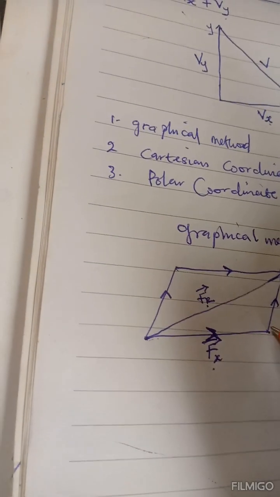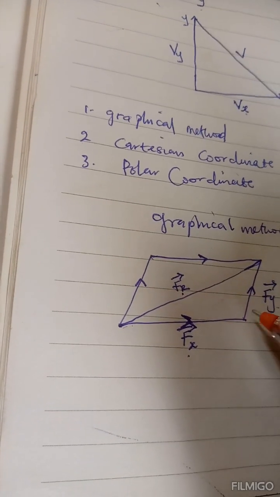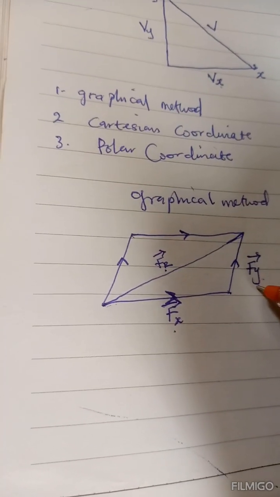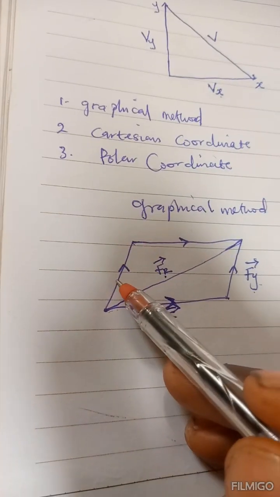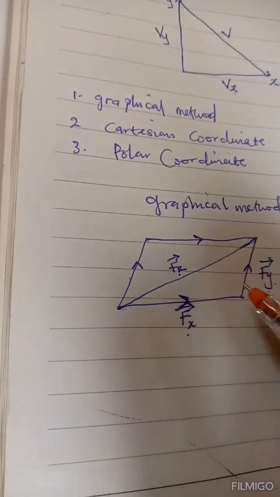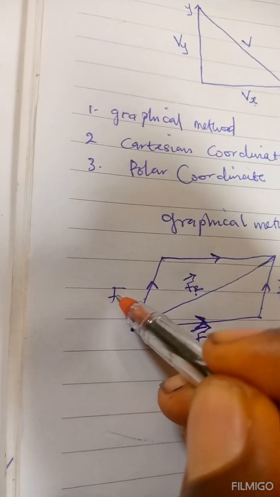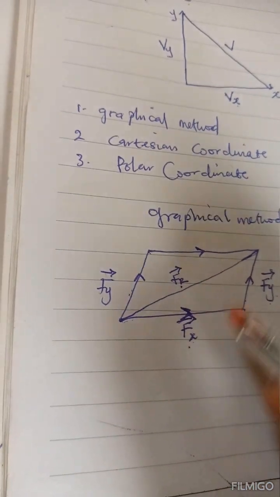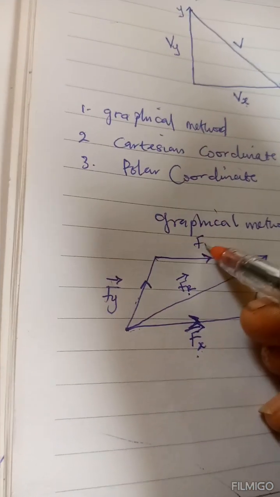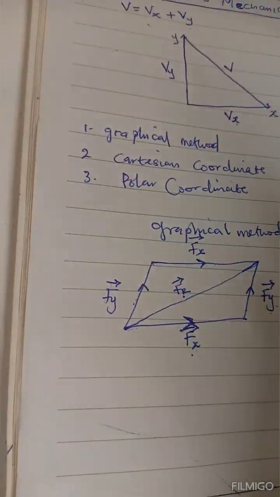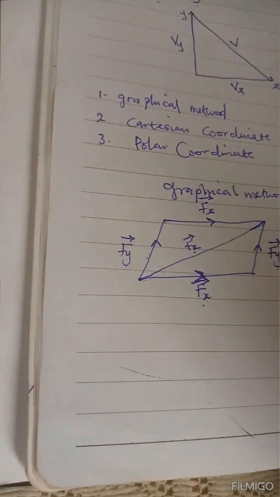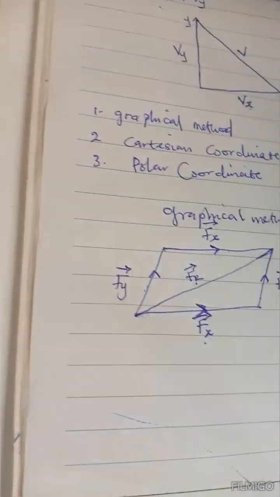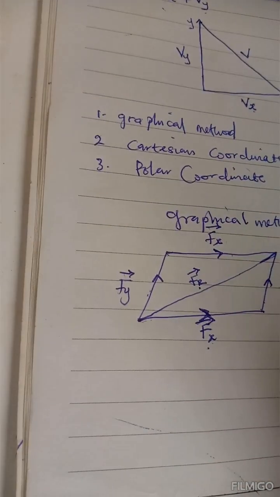Okay, so if the vertical axis is Fy, then this side also should be Fy, because this side is equal to this side. So I'll have Fy here. And same thing for this: if this is Fx, this side should be Fx also. So Fx. So we can see this is a graphical illustration.